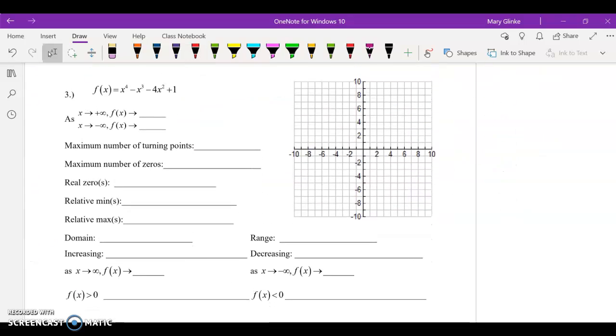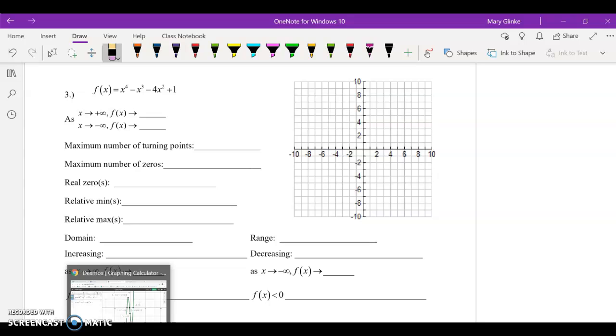I want you to go ahead and type this in on your calculator, graph it, use your table to get accurate points, and then go ahead and figure out all of these values here. And then I'll come back in a moment after you've had a chance to think about it, and we'll go over all of those answers.